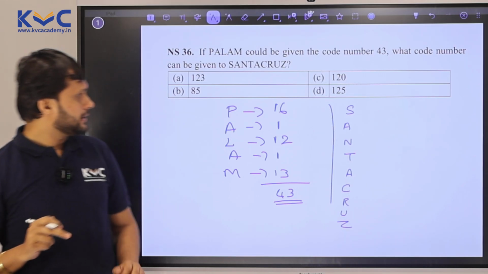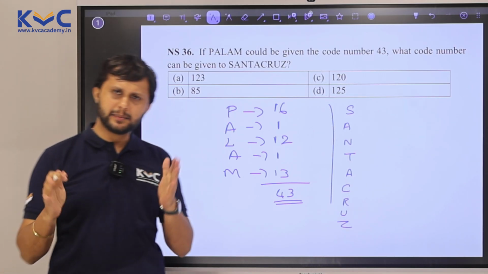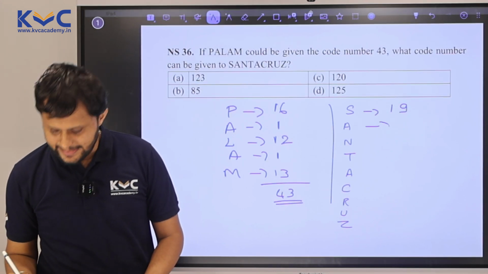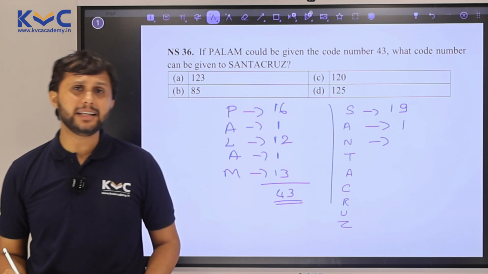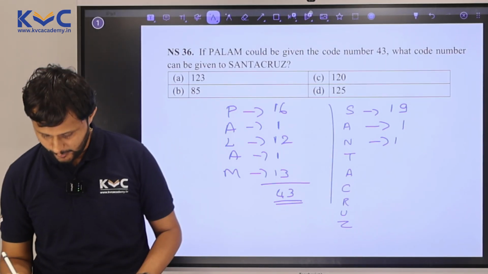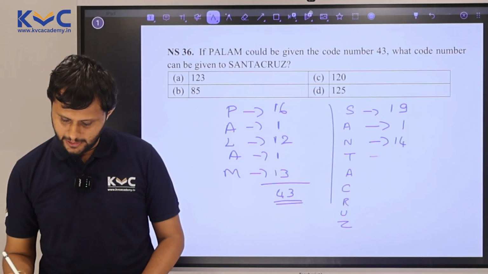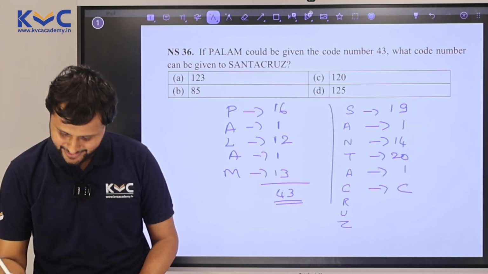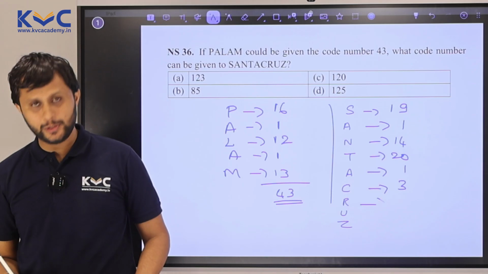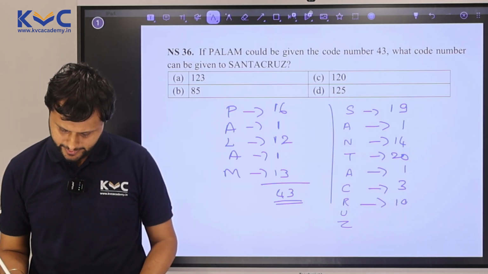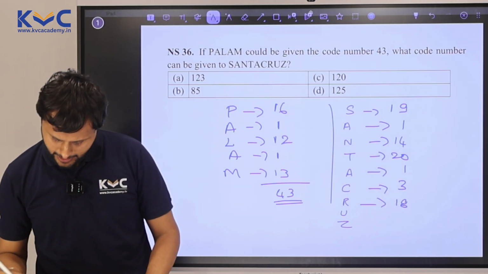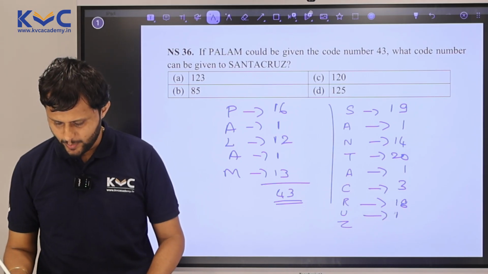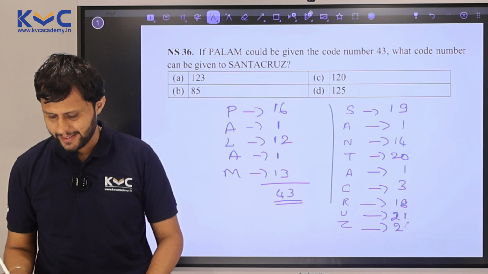Okay, fine. So first we start with S. What's the number for S? 19. What is A equal to? 1. What is N equal to? 14. T equal to 20. A equal to 1. C equal to 3. Okay. R equal to 19. Sorry, 18, right? 18. And U, R, S, T, U, V. So it is 21, and Z is equal to 26.